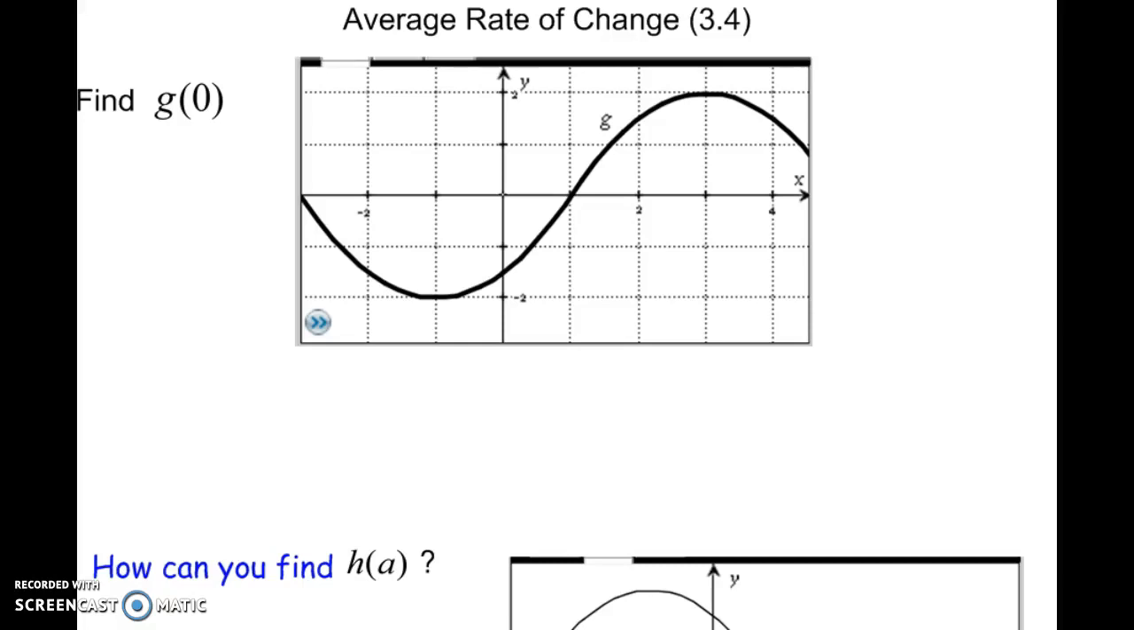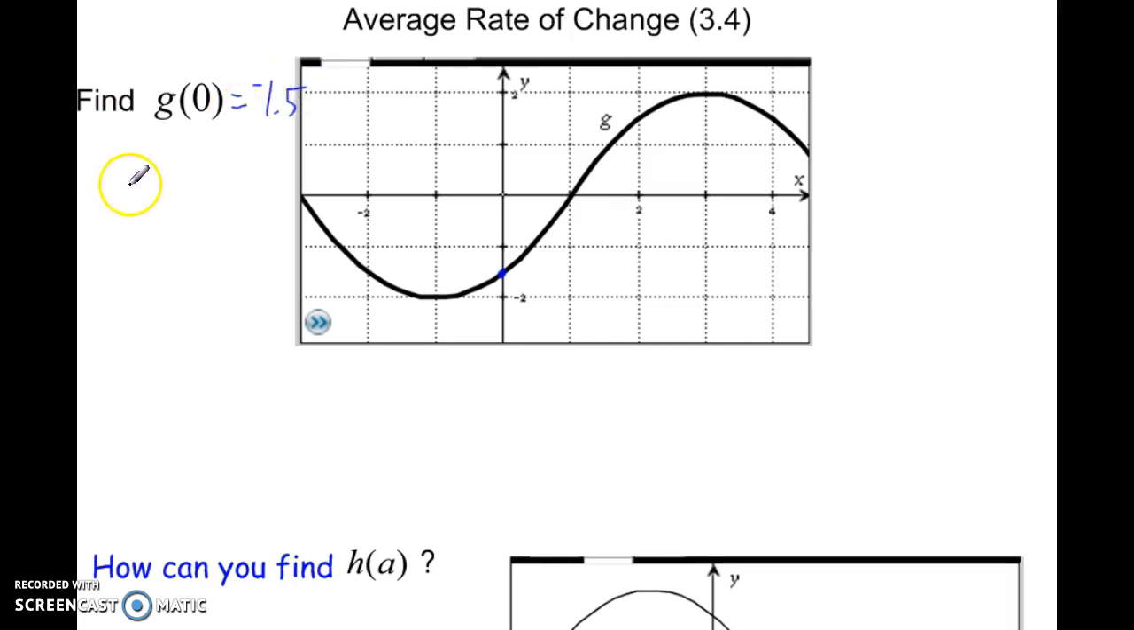Okay, let's just find a little bit of information off of a graph. So finding g of 0 graphically. So this is the g function. Our x value is 0. So if you think x is 0, it seems to hit right about here. So g of 0 is somewhere around negative 1.5.